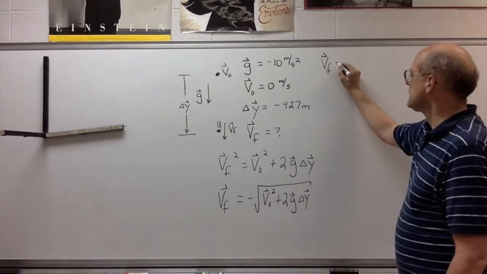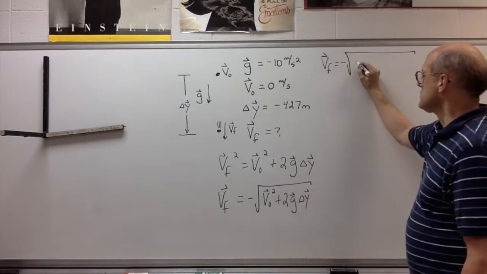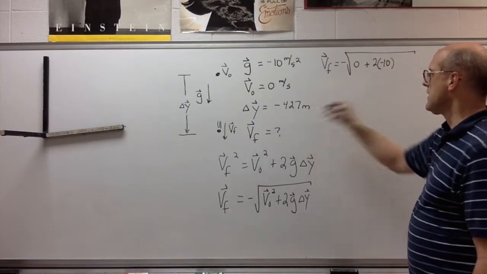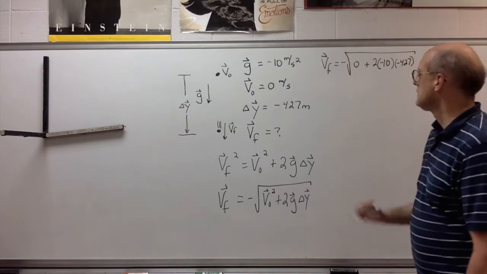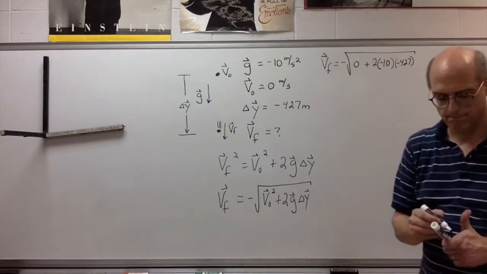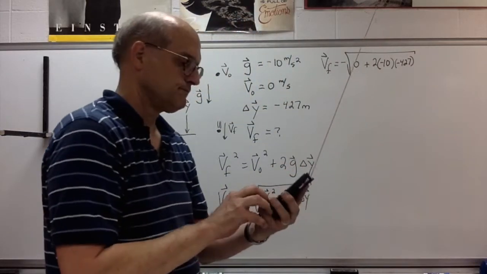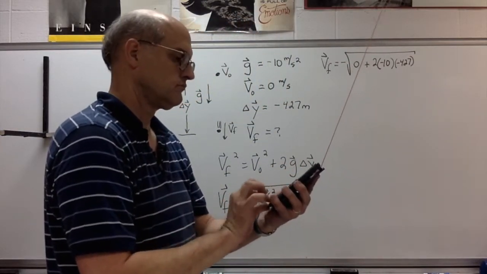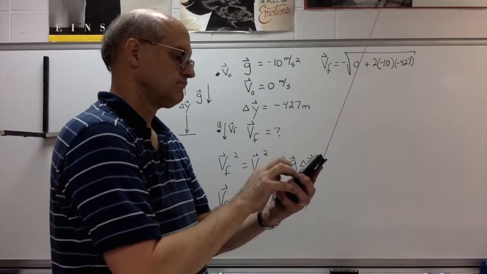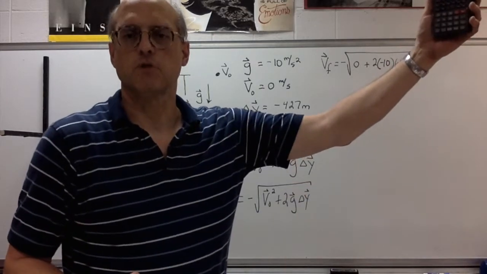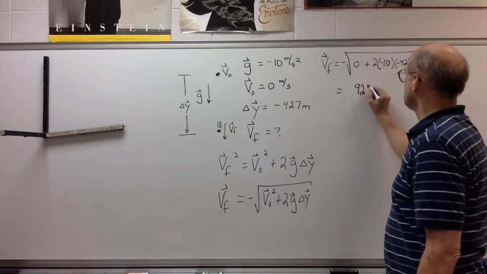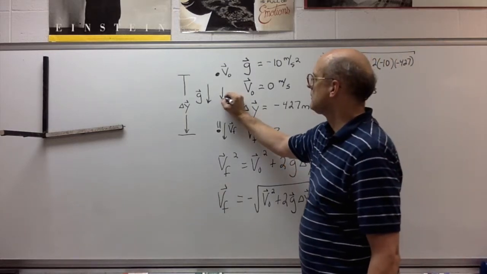So substituting in the given information, we have 0 squared plus 2 times negative 10 times negative 427. Okay, that's meters. This unit is meters per second squared. Take the square root, you will get meters per second. And I get 92 meters per second in the negative direction, which is down.